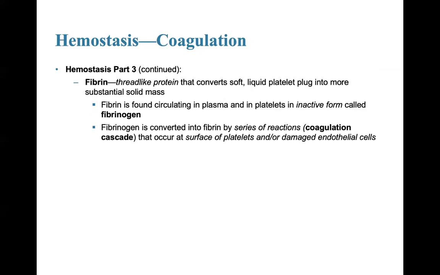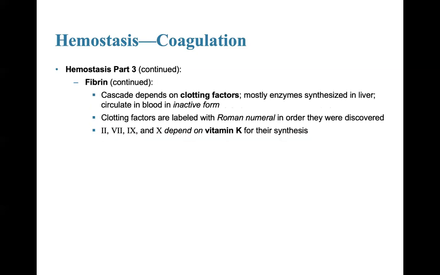Fibrin is a thread-like protein that converts the soft liquid platelet plug into a more substantial solid mass. Fibrin is found circulating in plasma and in platelets in an inactive form called fibrinogen. Fibrinogen is then converted into fibrin by a series of reactions. This is part of that coagulation cascade. And this will occur at the surface of the platelets and/or the damaged endothelial cells.